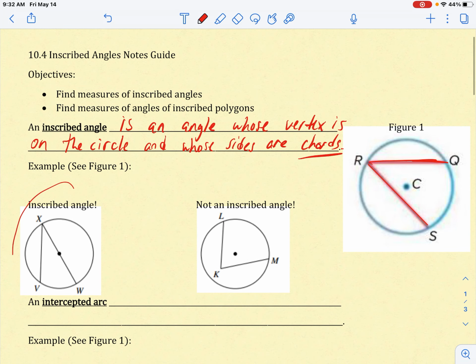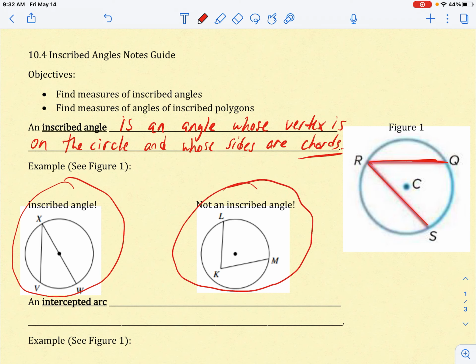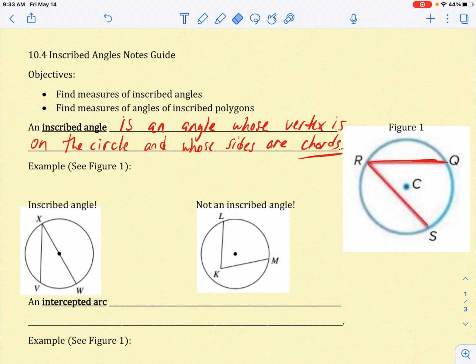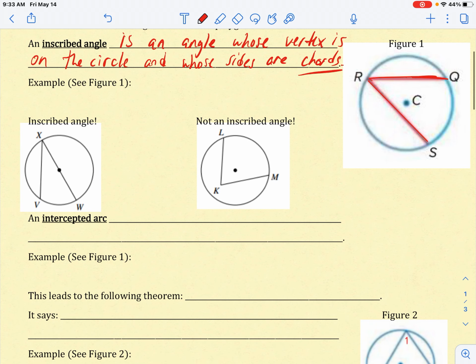Now, if you scroll down here, notice the difference between this and this picture, right? So on the left, you have an inscribed angle. XV and XW are chords, and X is on the circle. But notice that in the picture on the right, K is not touching the circle. K is kind of like hanging in the circle. So that would make it not inscribed. It's not a central angle. It's just an angle inside of a circle, but it doesn't have a specific name, okay?